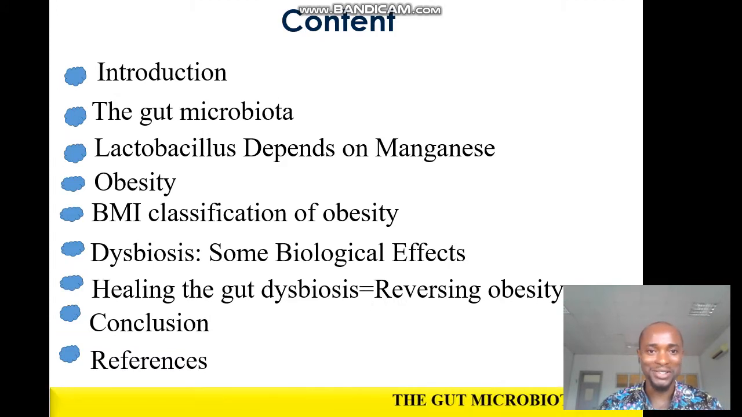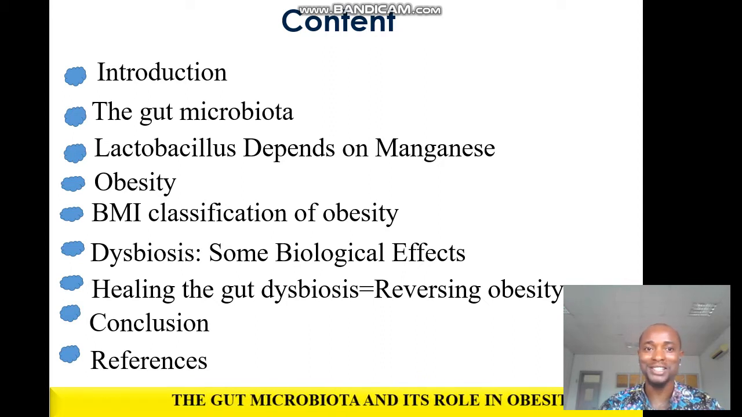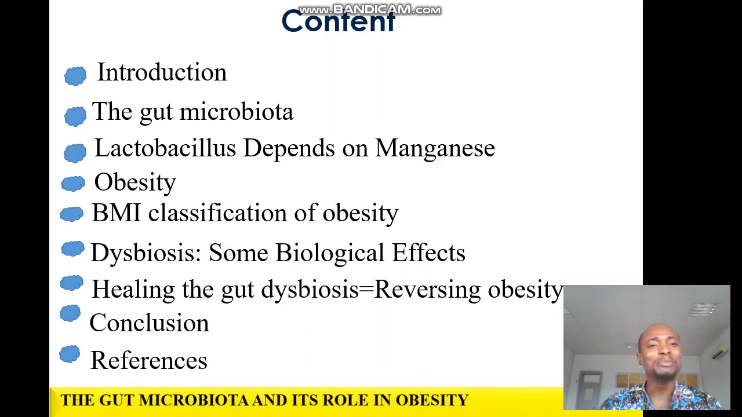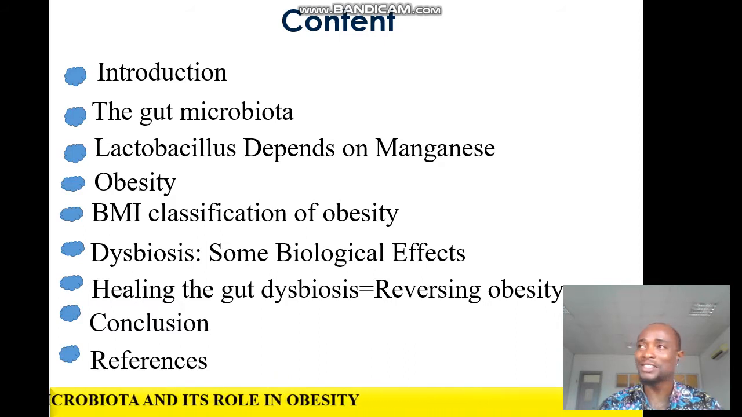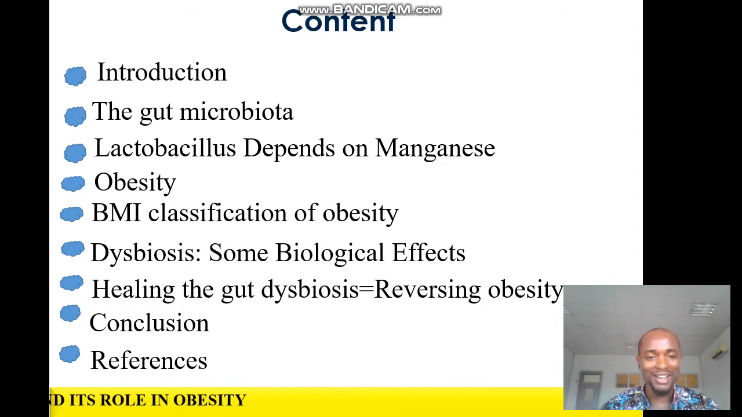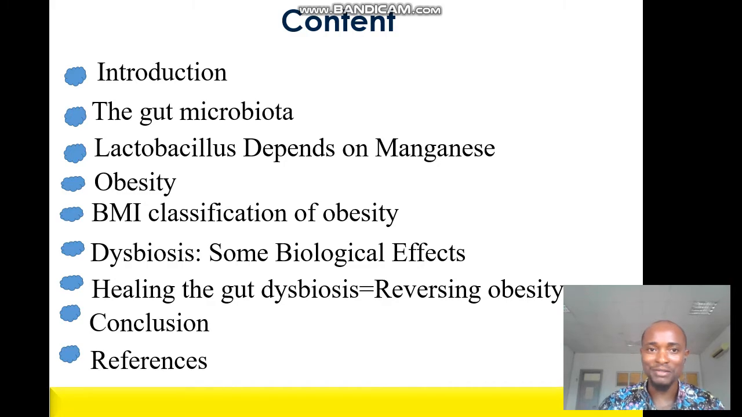We talk about the gut microbiota, the lactobacilli or bacillus, and how it depends on manganese. We talk about obesity and then the classifications of obesity using the BMI. We shall be talking about dysbiosis and some biological effects. How do we reverse obesity? By healing the guts. We shall be concluding the work and then drawing our references.